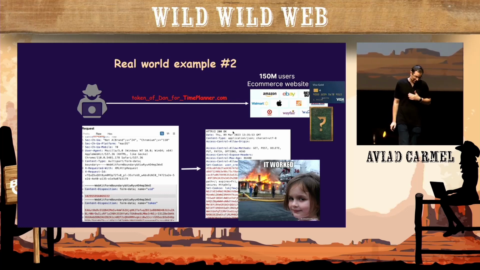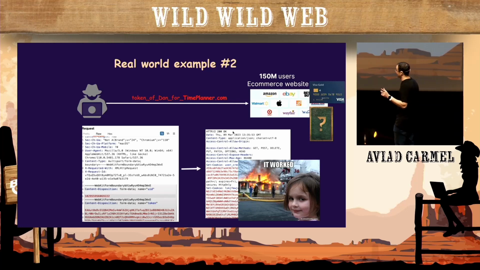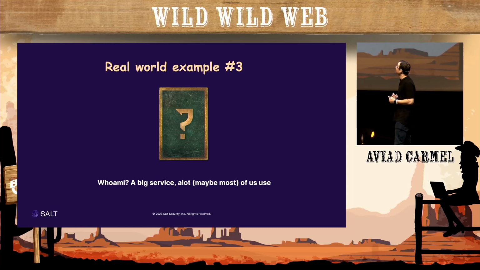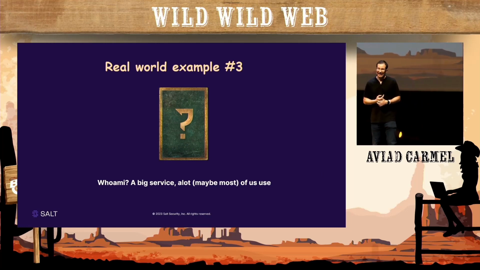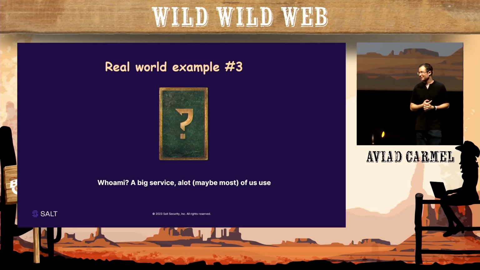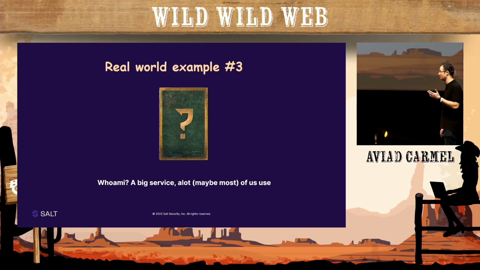Now, I just want to make it clear. Dan only connected to one website, timeplanner.com. And I already took over the account of Dan on two other websites. Now let's jump to the next target. Now this is a really big service. I think that all of you here use this service. Unfortunately, I can't share the name. They are also right now working on a fix, but when I share the name, I think it will shock you.